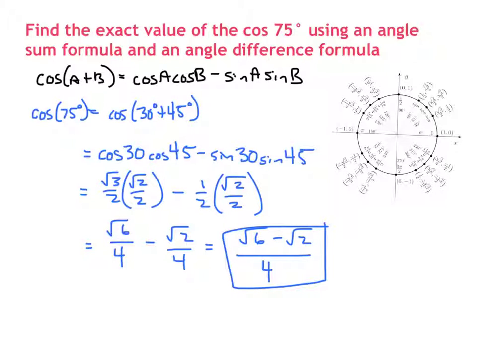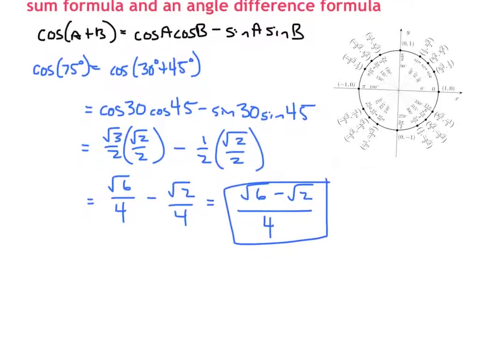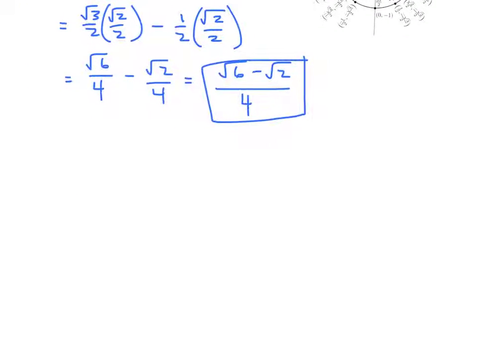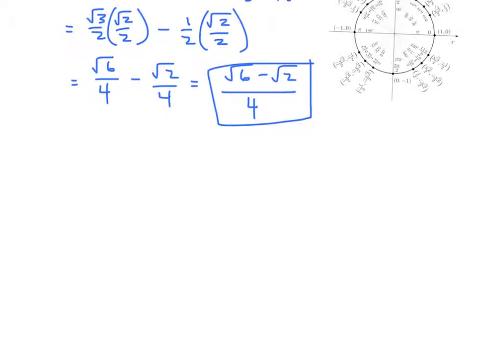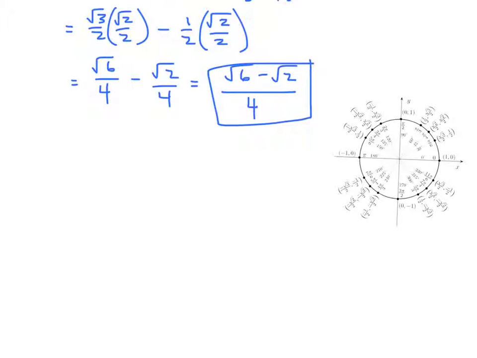Now I should be able to use a difference formula for the cosine of 75 and get the exact same value. Why can't you? Okay, so all we need are two angles that, when subtracted, give us 75 degrees. Okay, so look at my unit circle. I'm going to push all this away a little bit more.